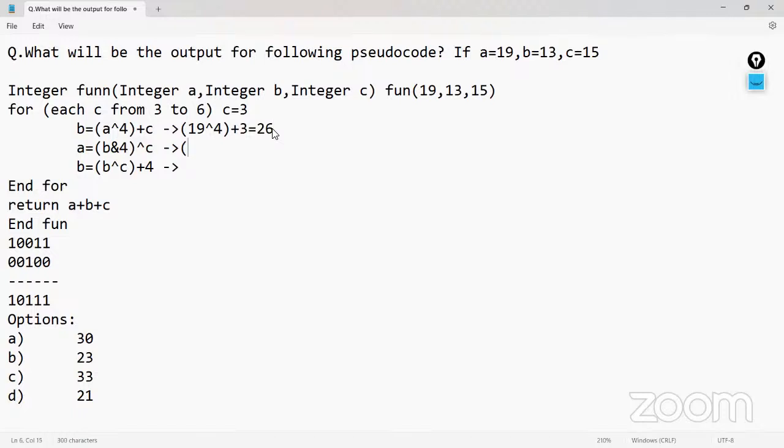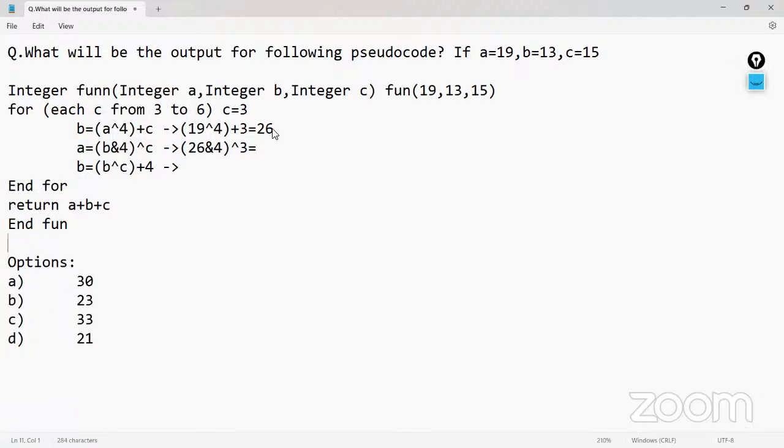Then B equals what? B AND 26 and 4. Okay, XOR 3. Okay, let us calculate this. 26 and 4. 26 means 16 plus 8 plus 2. Okay, that is 26. Is that right, guys? Can you please confirm? 26 is 11010. Is that binary correct?